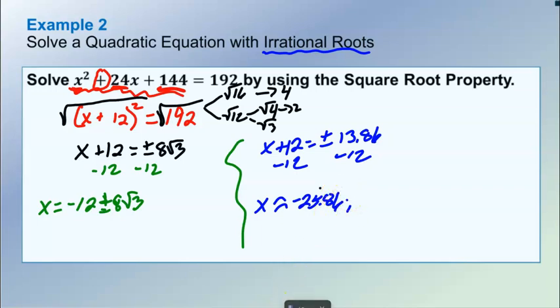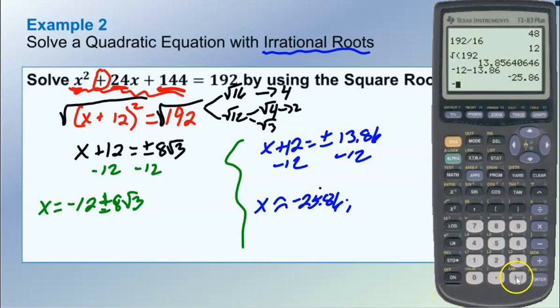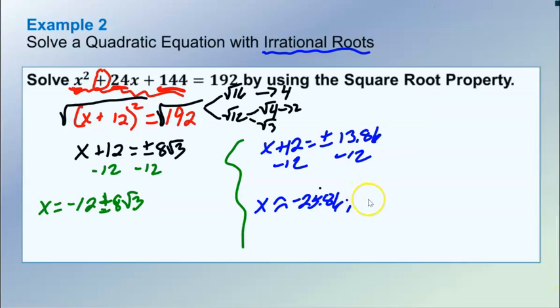And it would also equal negative 12 plus 13.86, and that would give us 1.86. So these would be estimated, and these would be the exact.